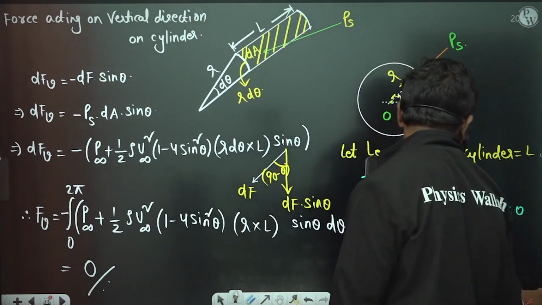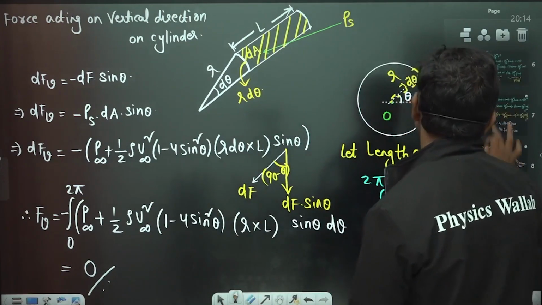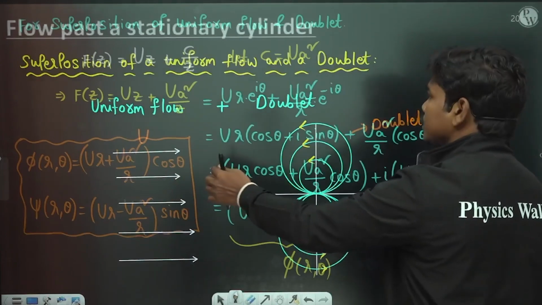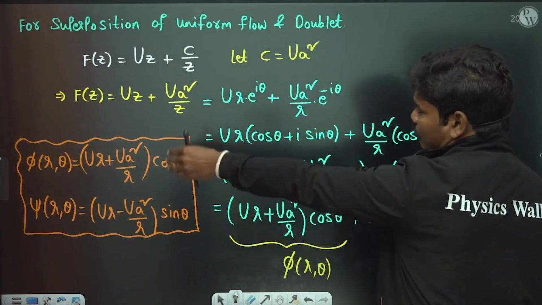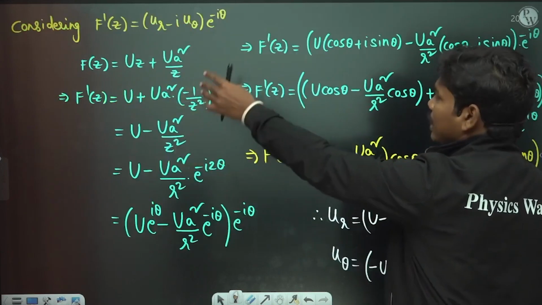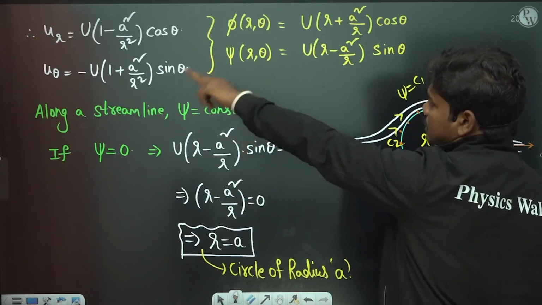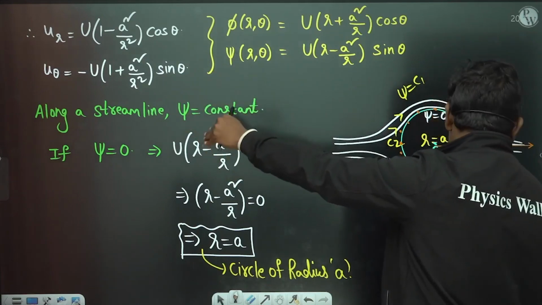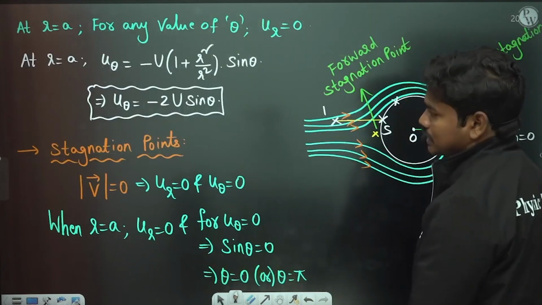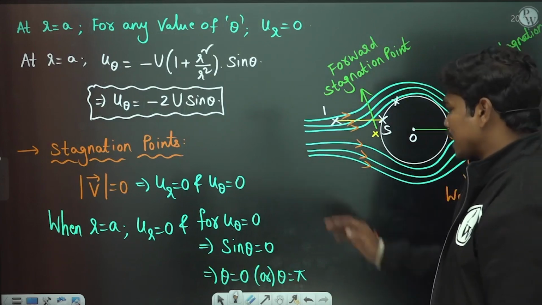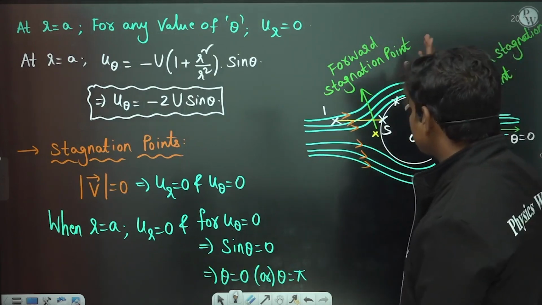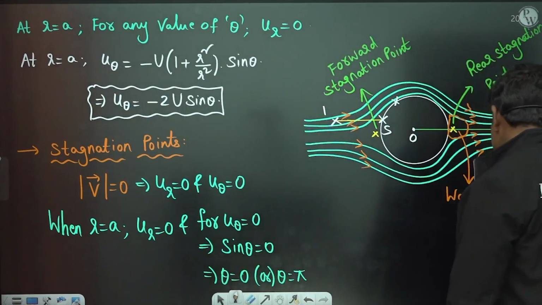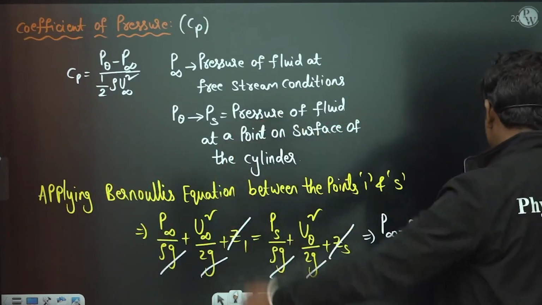Okay, so we started with the discussion of the combination of uniform flow plus doublet. Then we have the superposition theorem, then phi and psi we identified, then we differentiated them and identified what are ur and u theta. Then we saw why this can be called flow past a stationary cylinder. Then we talked about stagnation points. We have two stagnation points, the forward stagnation point and the rear stagnation point. Then we talked about the equations by doing some coefficient of pressure analysis.